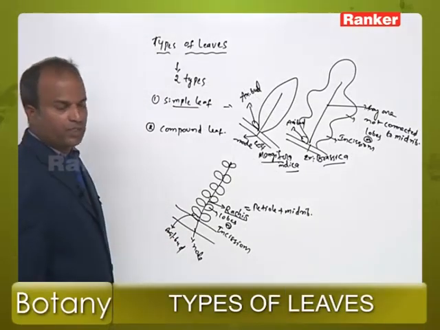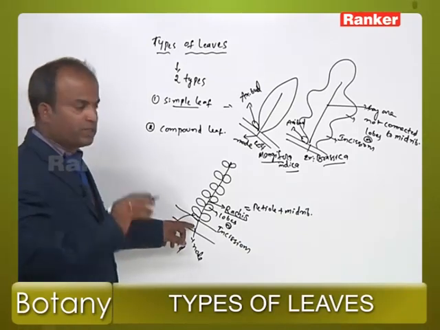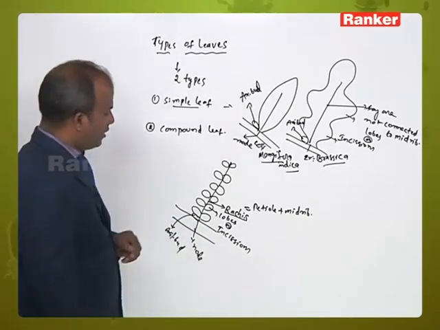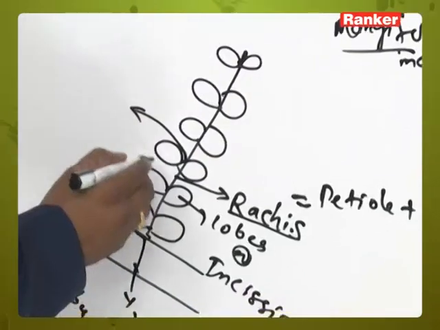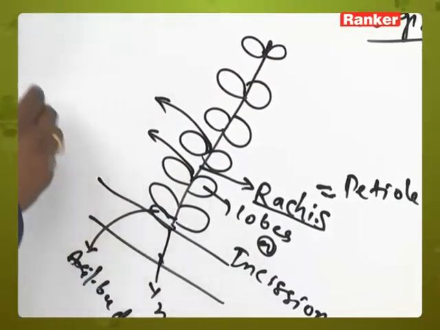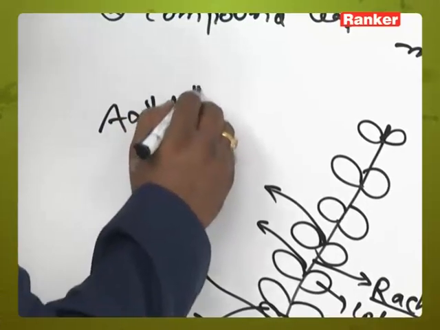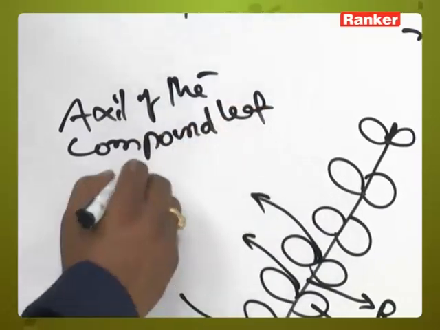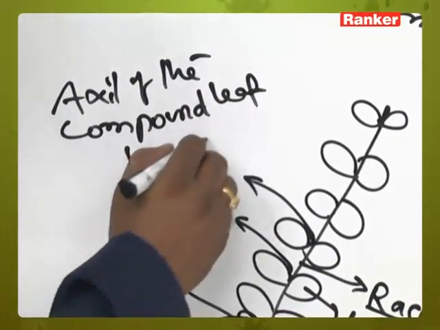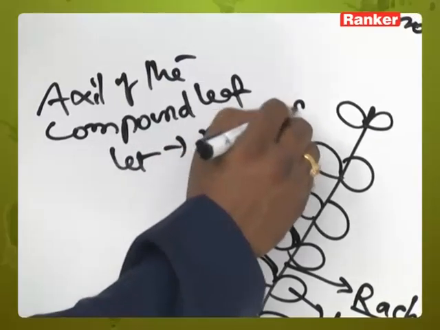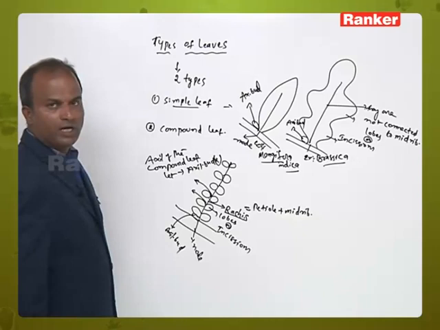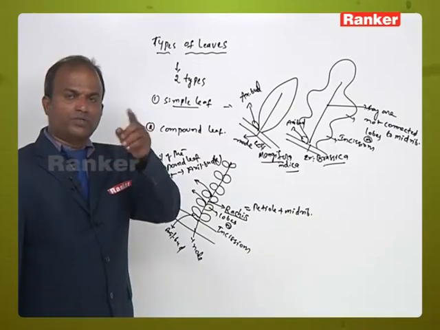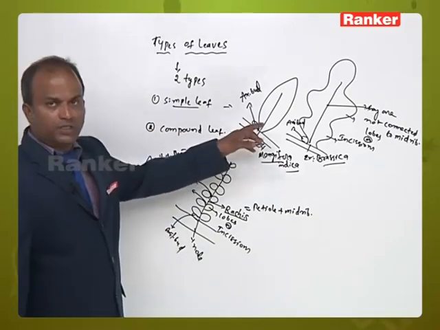But what is the difference? The axil of the compound leaf shows an axillary bud. The axil of the simple leaf also shows an axillary bud. But the axils of the compound leaflets do not show an axillary bud. Does the axil of the compound leaflet show an axillary bud? No. But the axil of the compound leaf shows an axillary bud. Yes. The axil of the simple leaf shows an axillary bud. Yes.